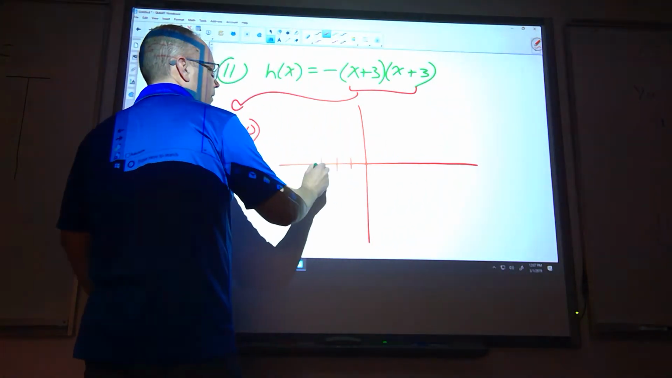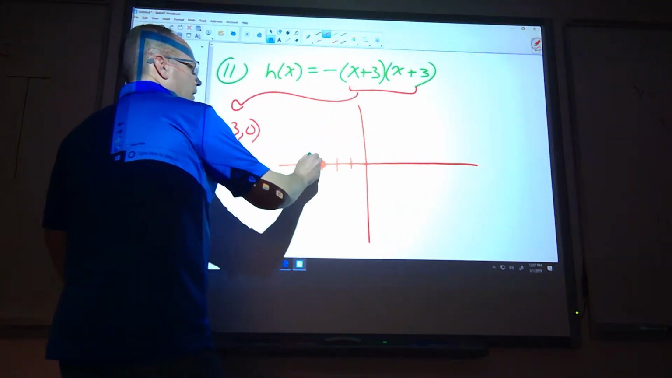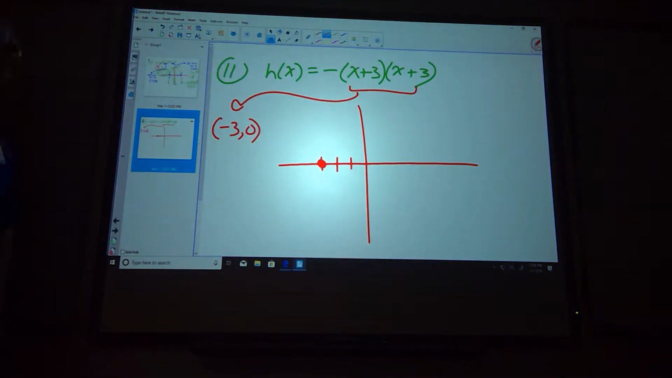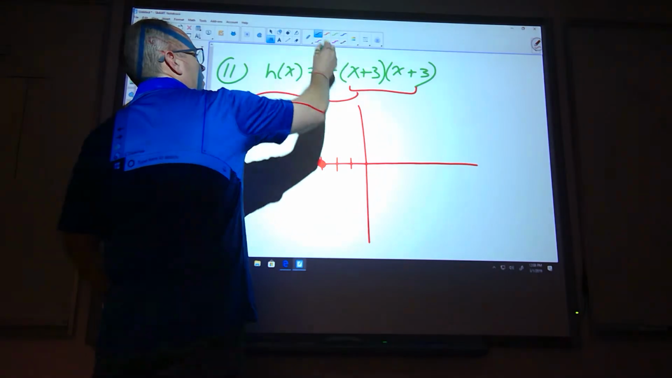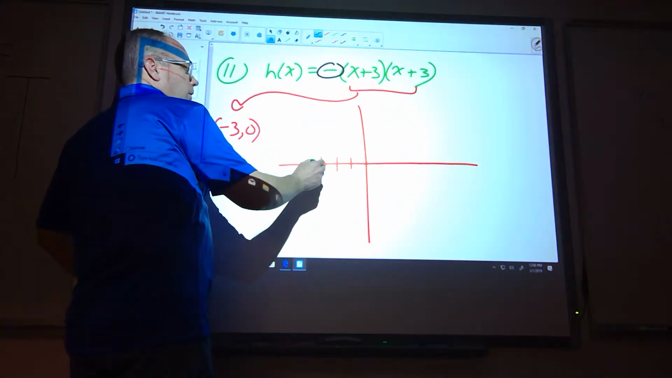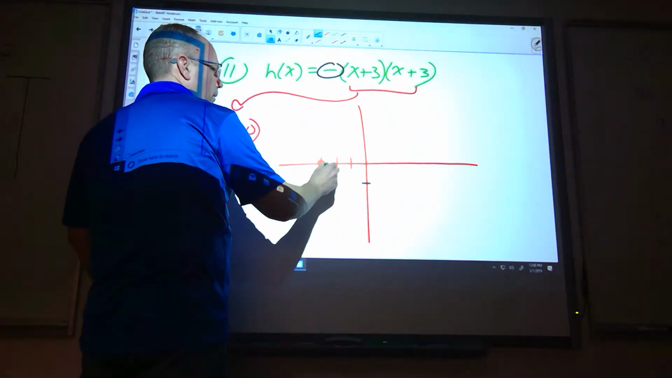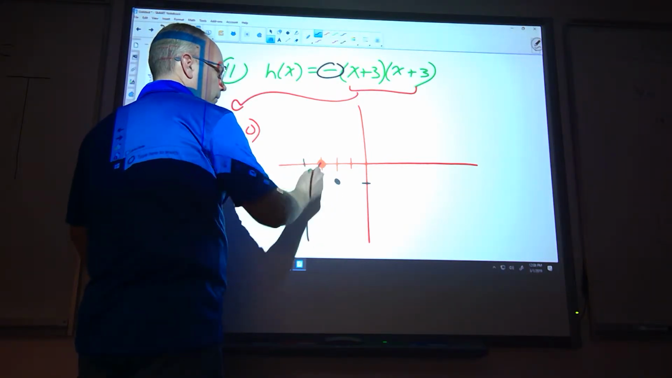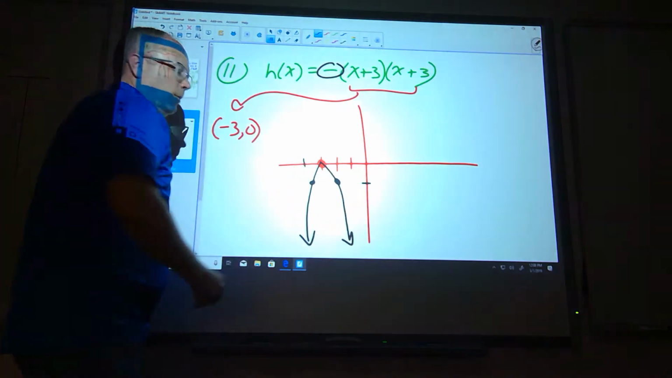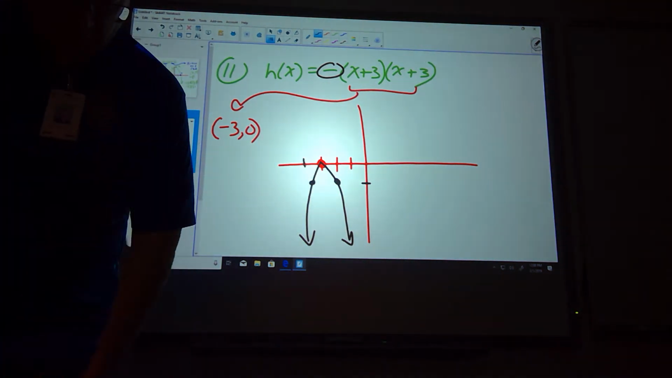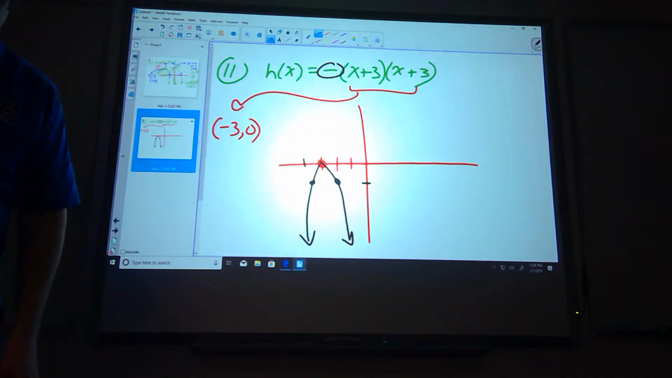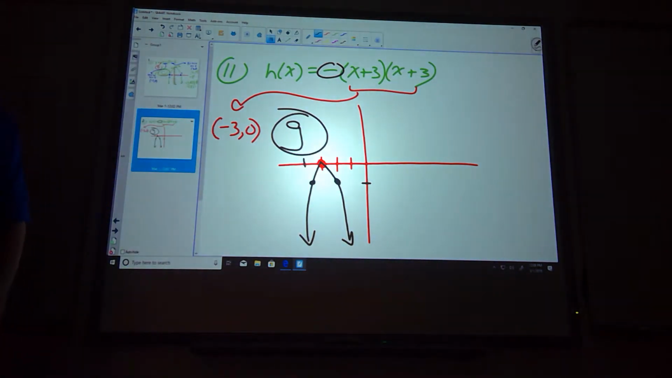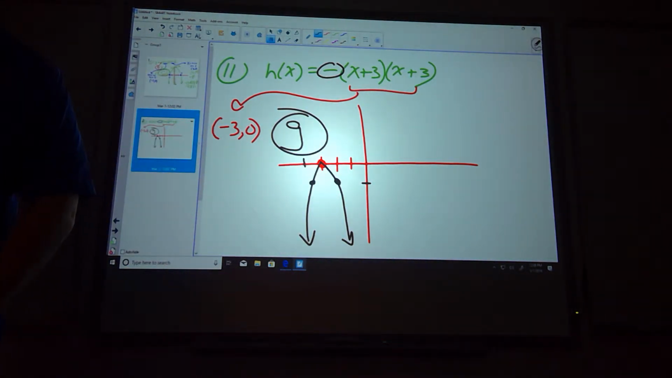Negative 3. That's the only root because it happened twice. Okay? And because of the negative, if I pattern graph, I could definitely go right one, down one, left one, down one. So I'm looking for which parabola that one is. It looks like G. Cool. Anything else?